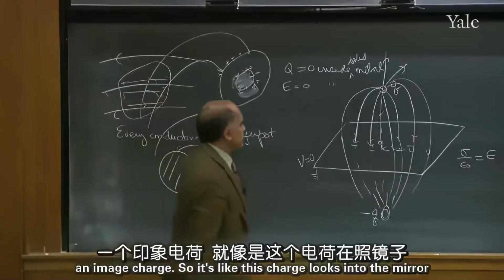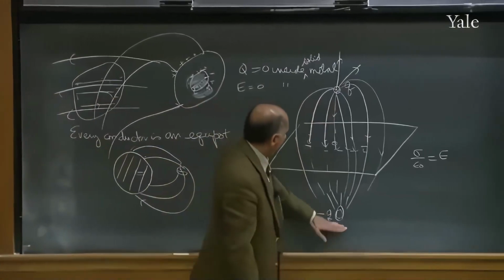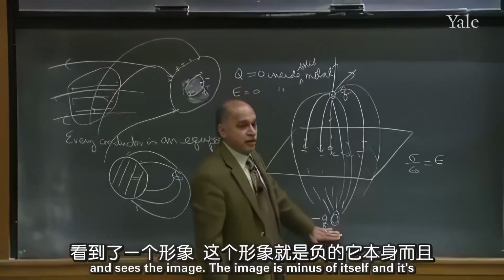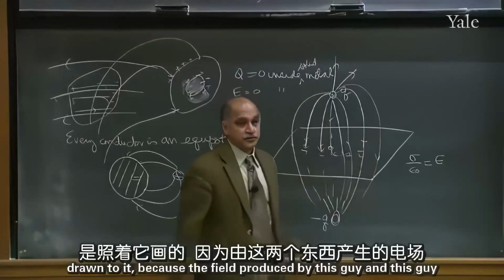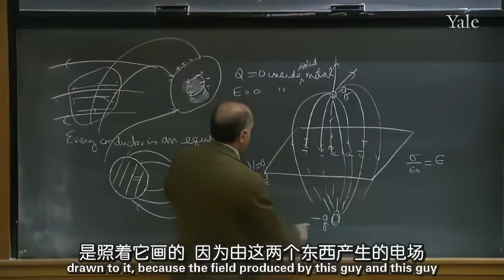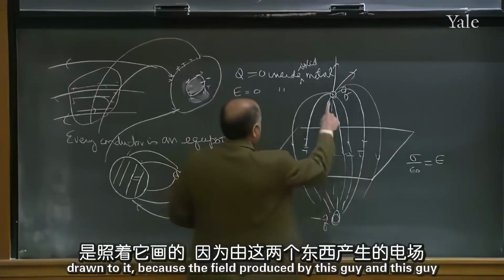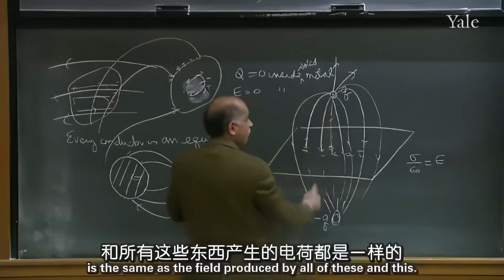So it's like this charge looks into the mirror and sees the image. The image is minus of itself, and it's drawn to it. Because the field produced by this one and this one is the same as the field produced by all of these and this.